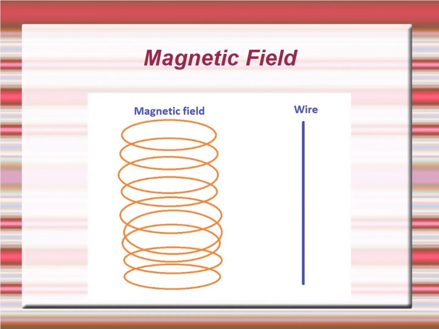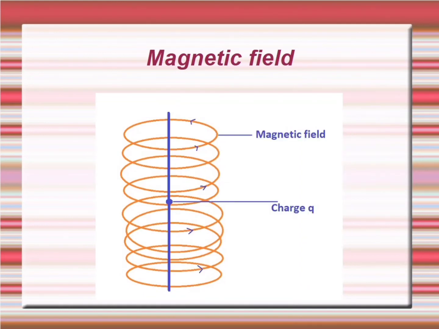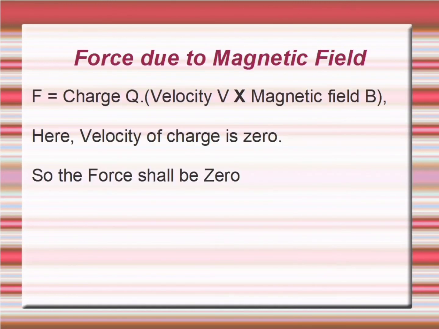Let's imagine there is a magnetic field and a wire. Now if the wire is placed in the magnetic field and it is stationary, let us say there is a charge Q sitting on the wire. There is a stationary charge in the magnetic field. There is nothing going to happen, as we have learned from Faraday's experiment. The force is the charge Q multiplied by the product of velocity and magnetic field. Here the velocity of the charge is 0, so the force due to the magnetic field is 0.